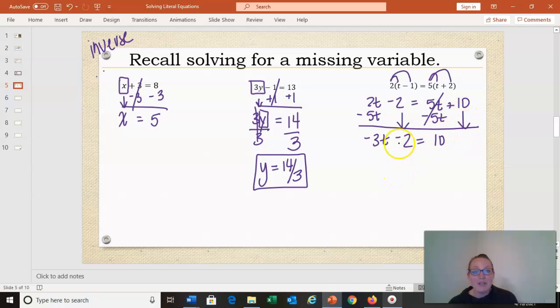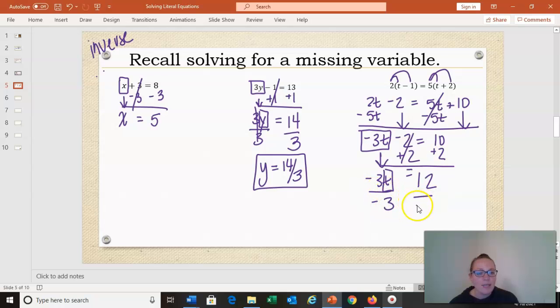Now we're getting closer, right? This looks very familiar to the second example we did. To get our t term by itself, we need to first get rid of the 2 by adding it. All right, now to get this t by itself, we'll just do the opposite, or the inverse of multiplication. So we'll divide both sides by negative 3. And t is negative 4.